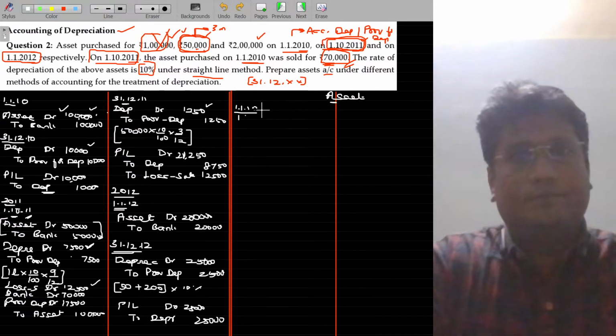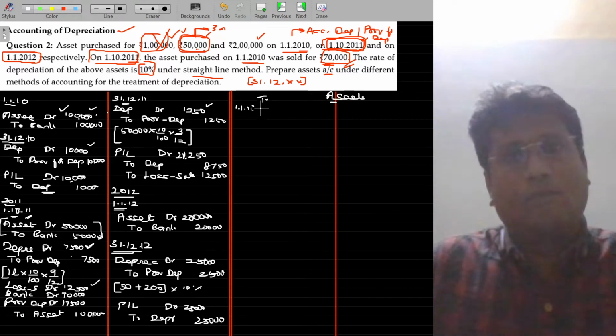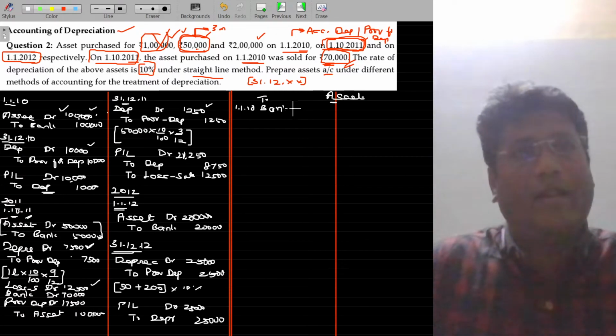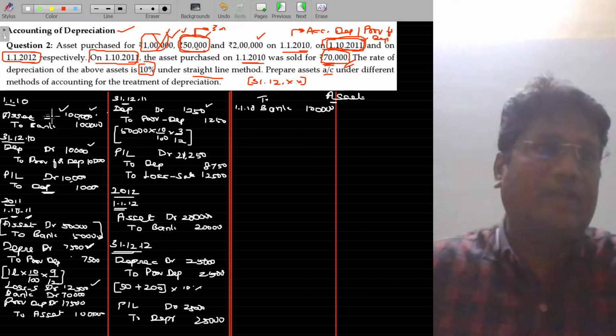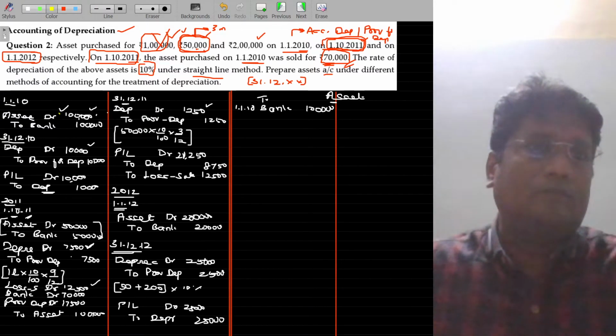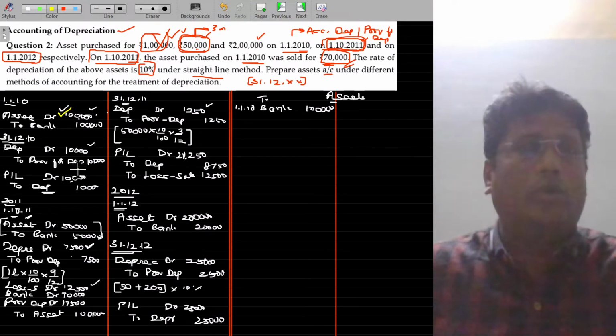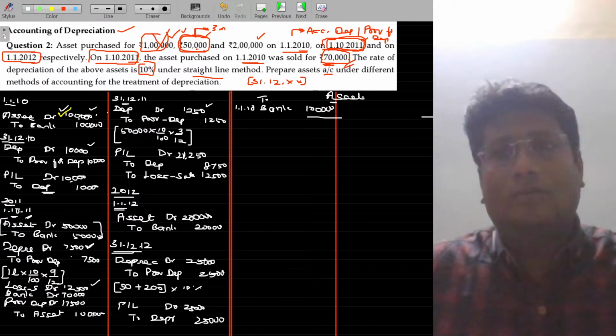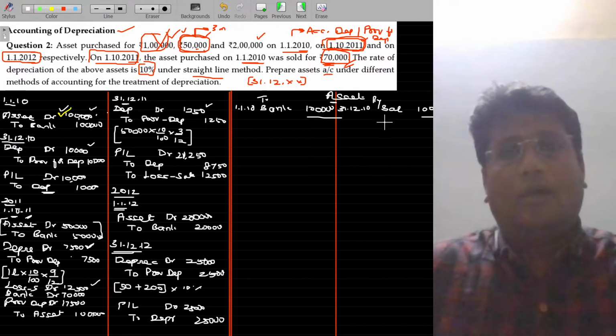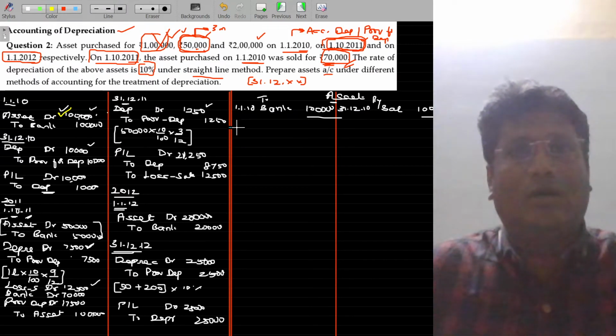Okay, to bank, 1/1/2010 to bank, the value being 1 lakh. In the very first year, we don't do any adjustment, so it remains as a balance. That remains as balance for the year end, 31/12/2010 by balance. That remains as it is, the value being 1 lakh. I start this as a new balance for the next year on 1/1/11.